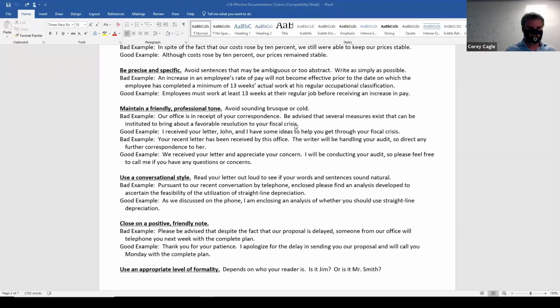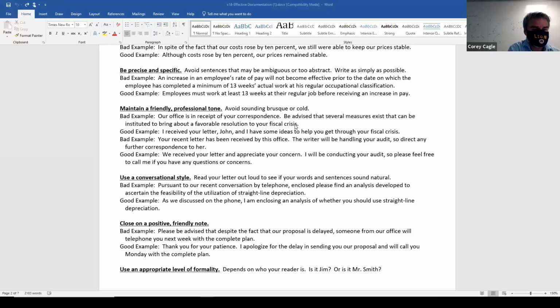That's too much formality there. Better: I received your letter, John, or hey man, depending on who you're talking to. I have some ideas to help you get through your fiscal crisis. I trust that person a lot more than the one in the bad example, right? Hey, we're gonna work this out. Instead of, please be advised that we do have several.